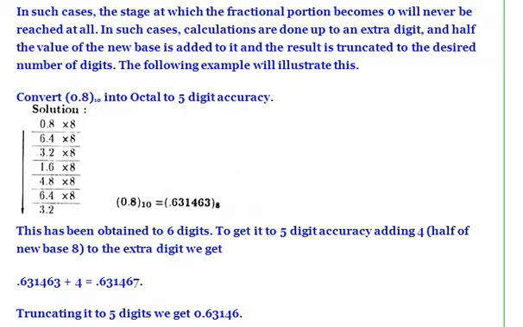And here also 0.8 multiplied by 8 is 6.4, and 6.4 multiplied by 8 is 3.2. How? You just multiply 0.4 with 8, 3.2. 0.2 multiplied by 8 is 1.6. 0.6 multiplied by 8 is 4.8. 0.8 multiplied by 8 is 6.4, and 0.4 multiplied by 8 is 3.2. So you just observe this.